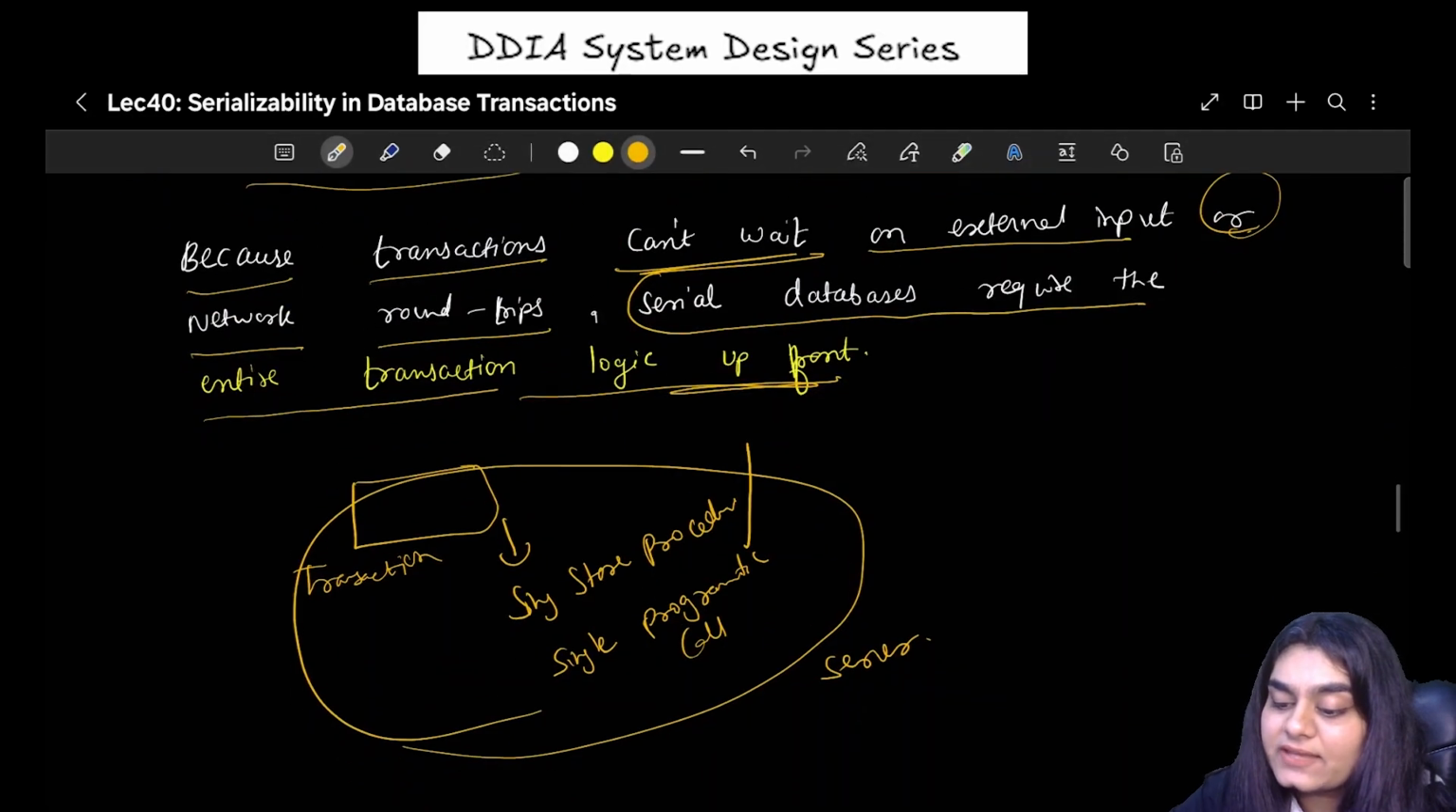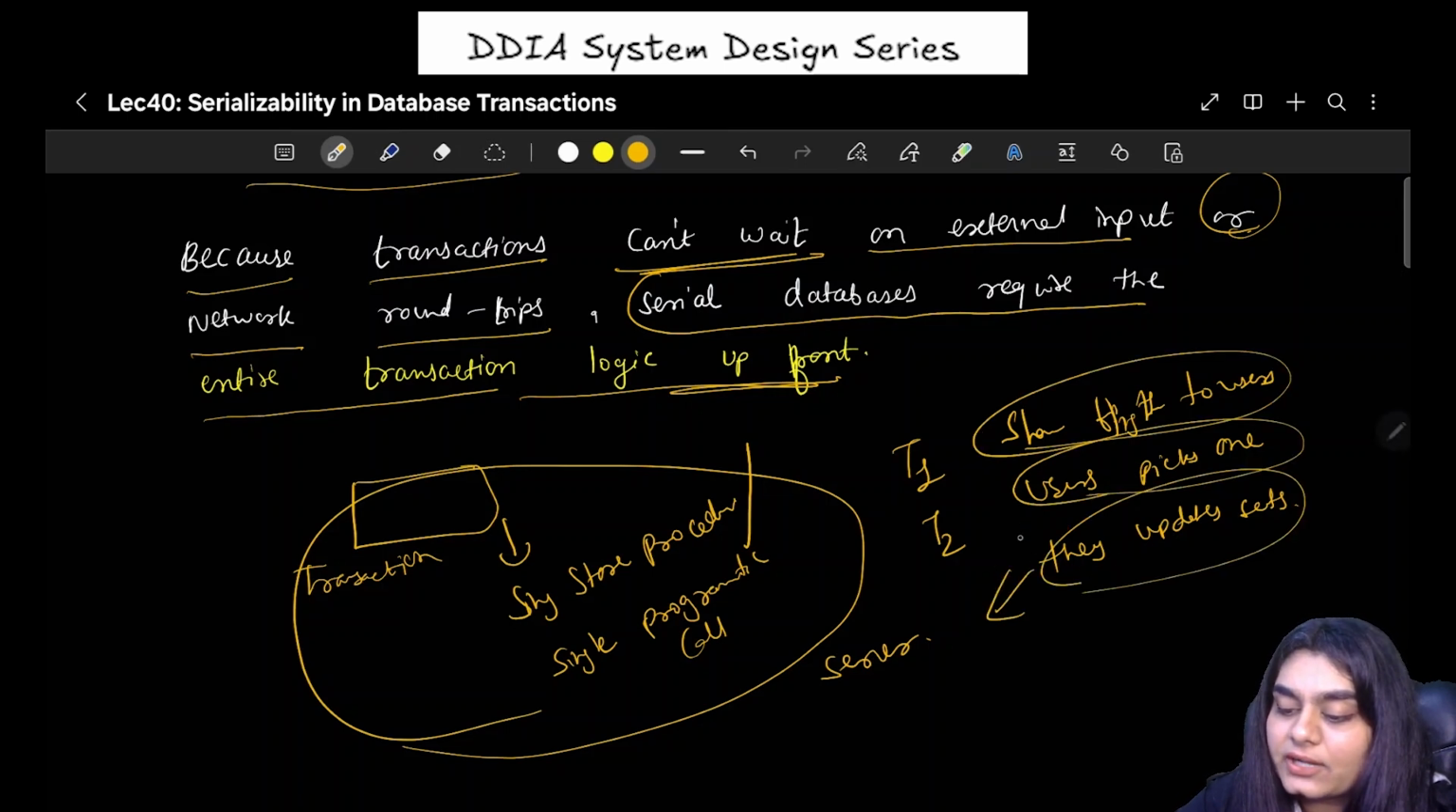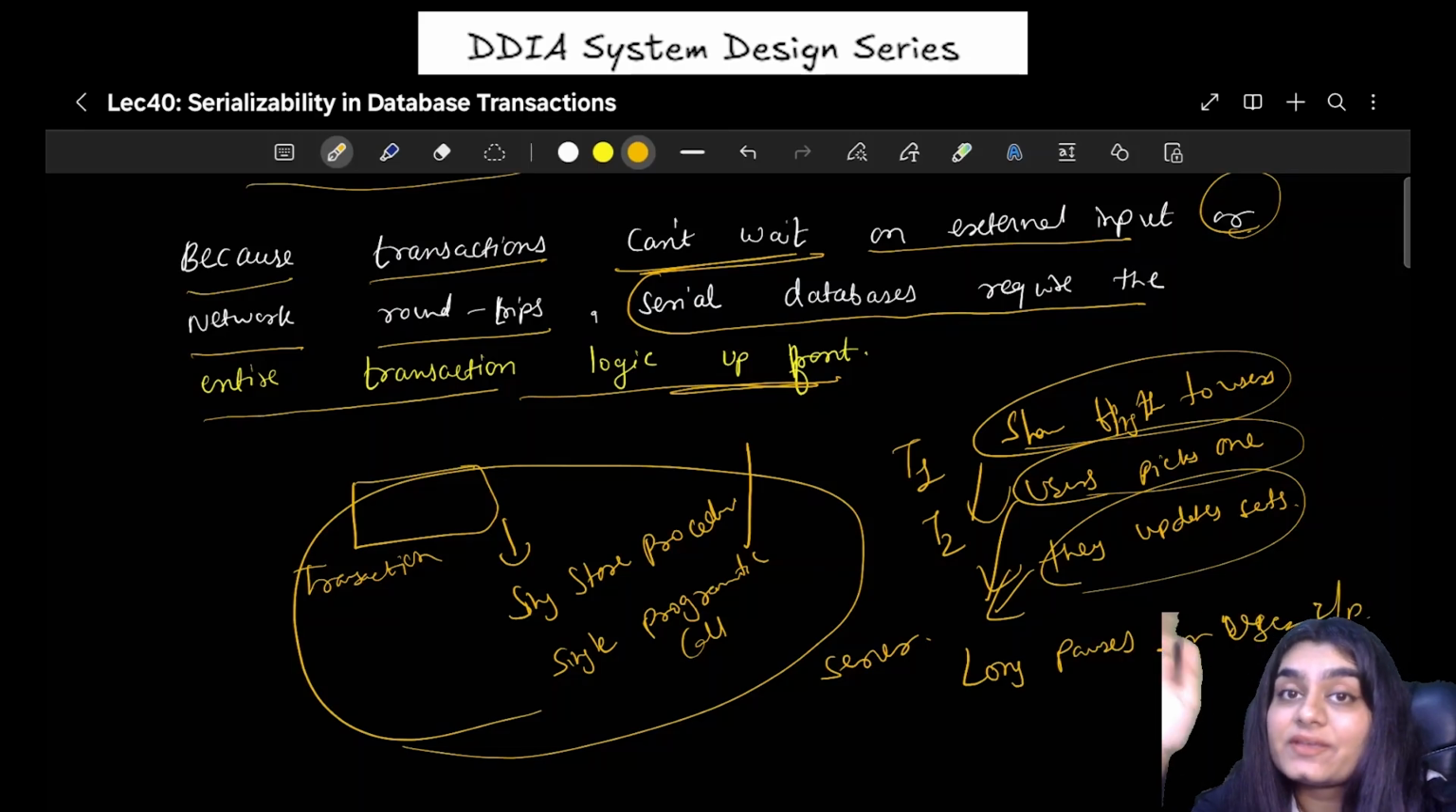Traditional multi-step transactions, for example, showing flights to users, out of which the user picks one and then you update seats and so on. All of these multi-step transactions involve long pauses for user input. Now, in a serial database, this is impractical. The system can't idle halfway through one transaction without blocking others. Instead, everything must happen at once in memory.